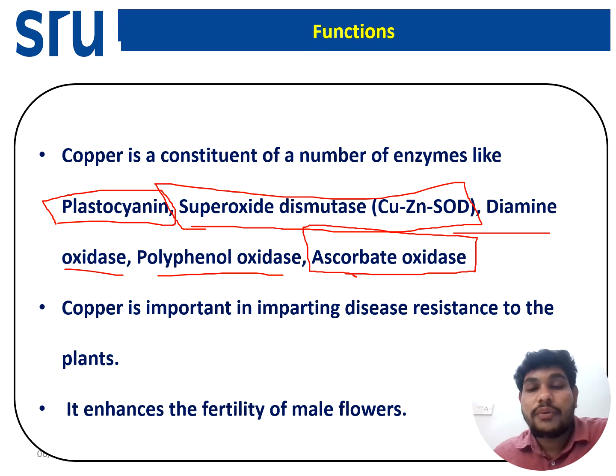Copper plays a major role in disease resistance in a plant due to the increase in the strength of the stem. Then it enhances male fertility due to an increase in the phospholignin content in the plant.